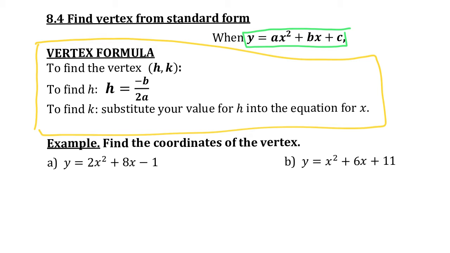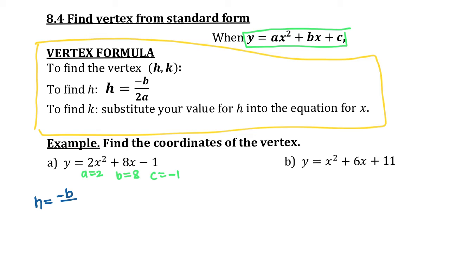The first thing is I want to identify what A, B, and C are. A is the coefficient on the x squared, so that's a 2. B is the coefficient on the x, which is a positive 8, and C is the constant at the end, which in this case is -1. After I do that, I want to use the vertex formula. The vertex formula says h equals negative b over 2a. I'm going to go ahead and rewrite that formula. Once you get used to this, you will not rewrite it every time, but we're still learning it.